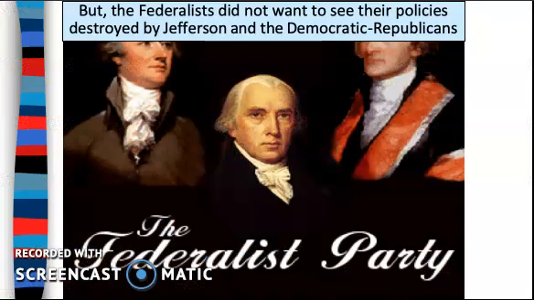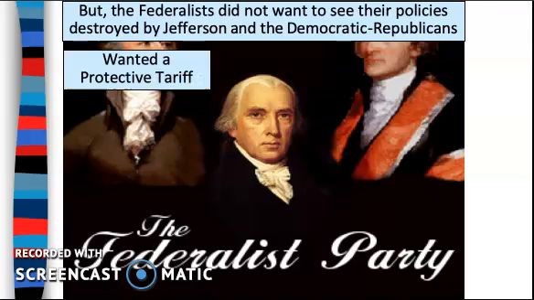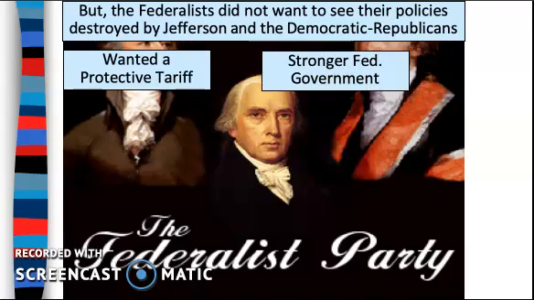The Federalists, on the other hand, really don't want to see their policies destroyed by Jefferson and the Democratic Republicans. They wanted a protective tariff, they wanted a stronger government, and they were pro-British. These are the central tenets. And so these national political parties are going to continue these arguments throughout really this entire unit, though the Federalists will end up rebranding themselves a little bit later on.